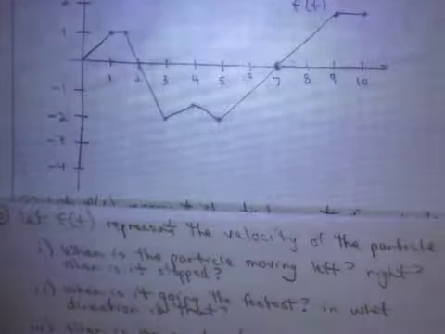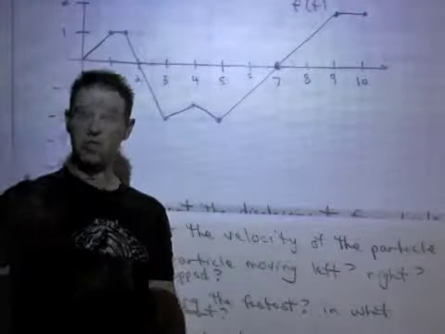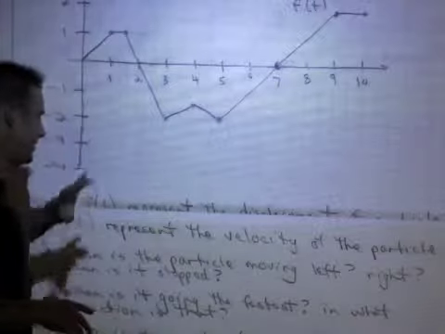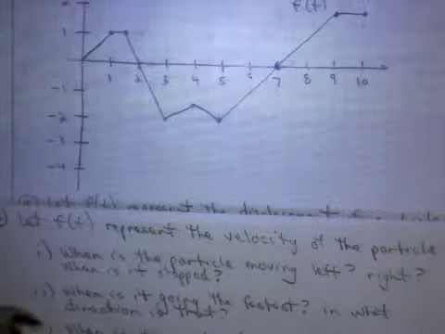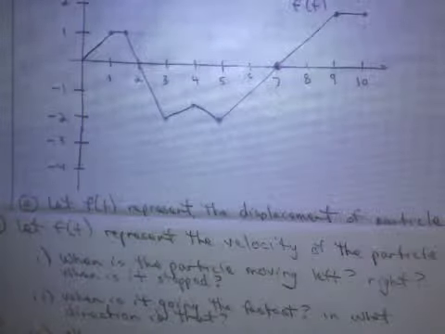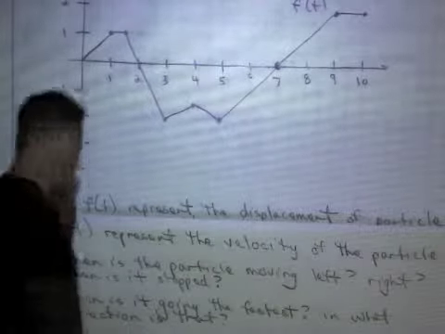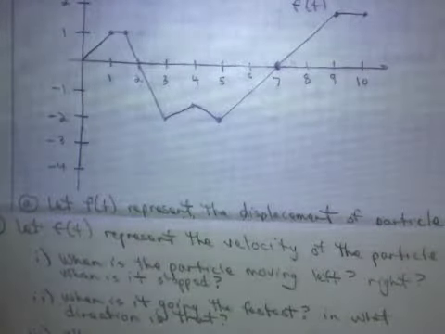Same graph. Let's answer these questions instead. Now, let's say this function represents the velocity. So what you're looking at now is not a position graph or a displacement graph, it's the velocity graph, okay? So I want you to answer this question. When is the particle moving left and right? When is it stopped? When is it going the fastest? In what direction? And when is the acceleration 0? When is it positive and when is it negative?